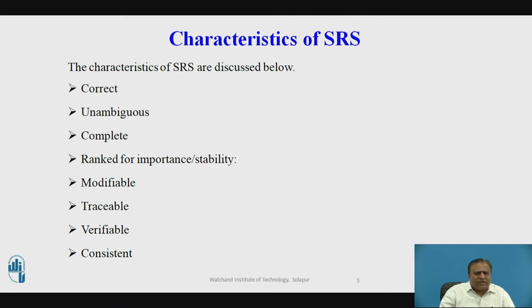The next characteristic is verifiable. An SRS is verifiable when the specified requirements can be verified with a cost-effective process to check whether the final software meets those requirements. The next characteristic is consistent. An SRS is consistent when the subsets of individual requirements defined do not conflict with each other.